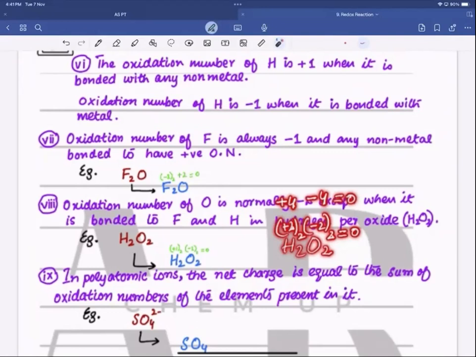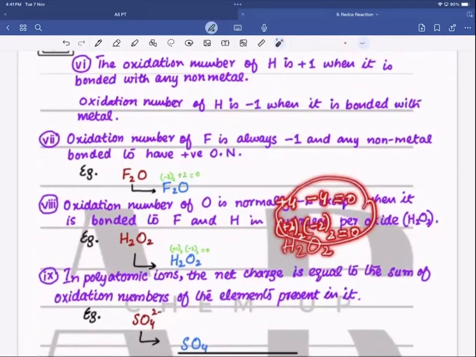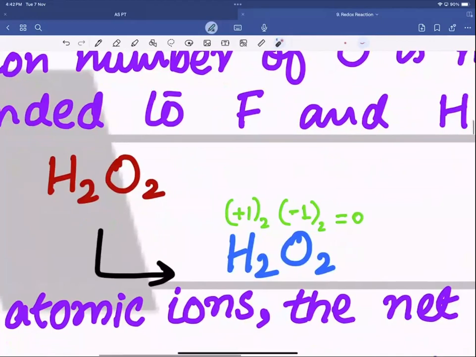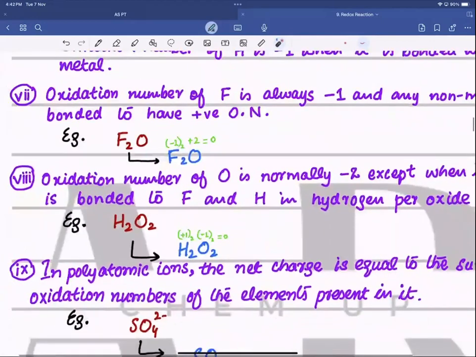Understood? Yes, Khatija, did you understand? Mathematically, this calculation is correct, but in actuality, this is wrong, because hydrogen has only 1 electron. So how is it possible for one hydrogen to lose 2 electrons to become +2? That's why we do it differently with hydrogen. Is this clear? Yes. Okay. Now, the 9th point is written by everyone.